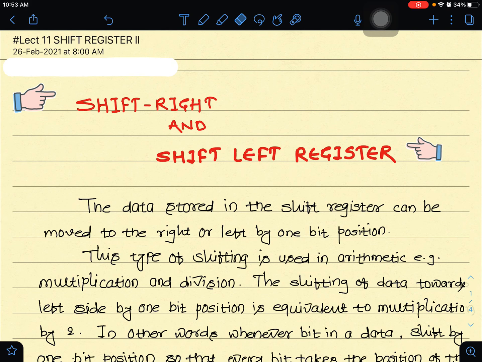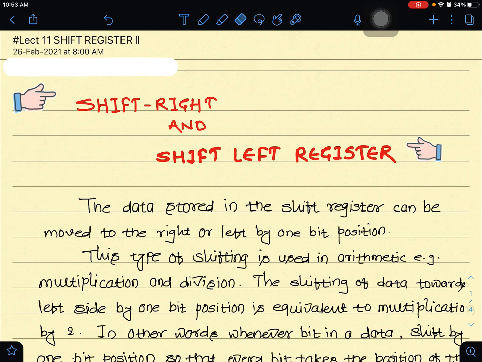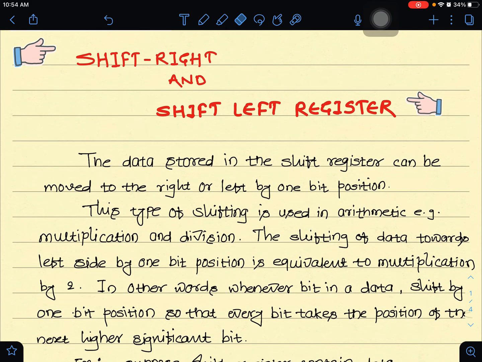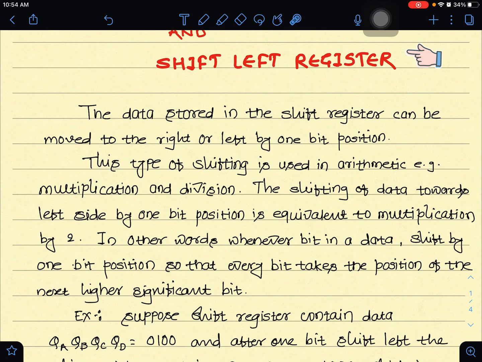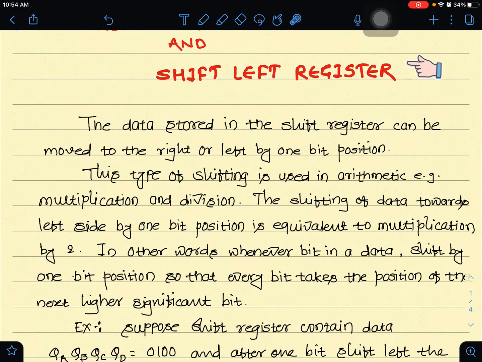Today's our 11th lecture, and the topic is nothing but shift registers. In the last lecture, we discussed the shift left register, and today I am going to clear our idea about the shift right register. Before starting the shift right register, I would like to revise our last lecture as well as how the shift registers work.